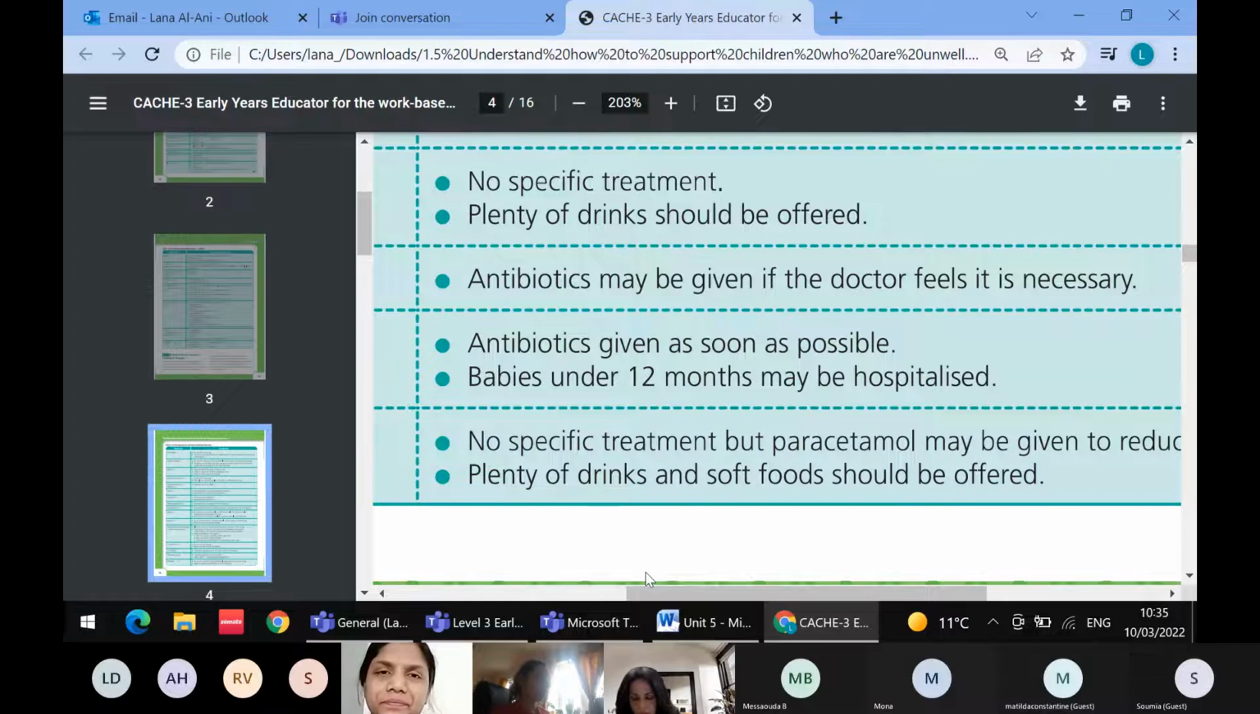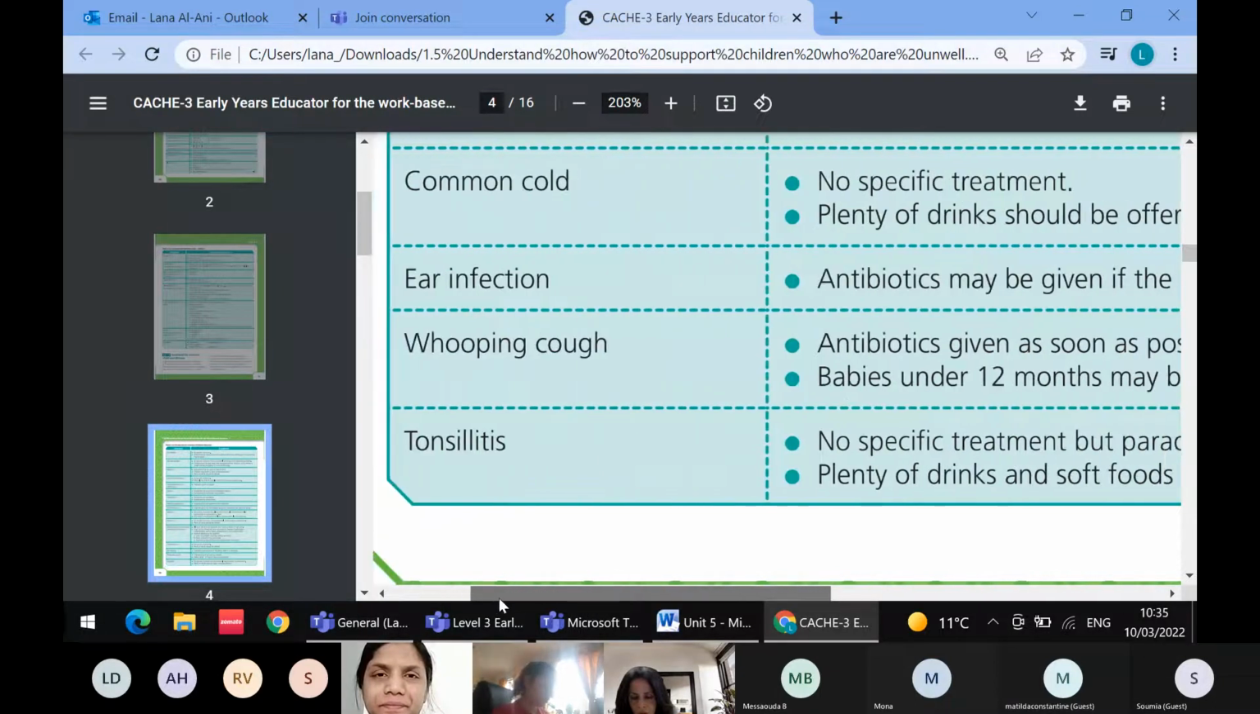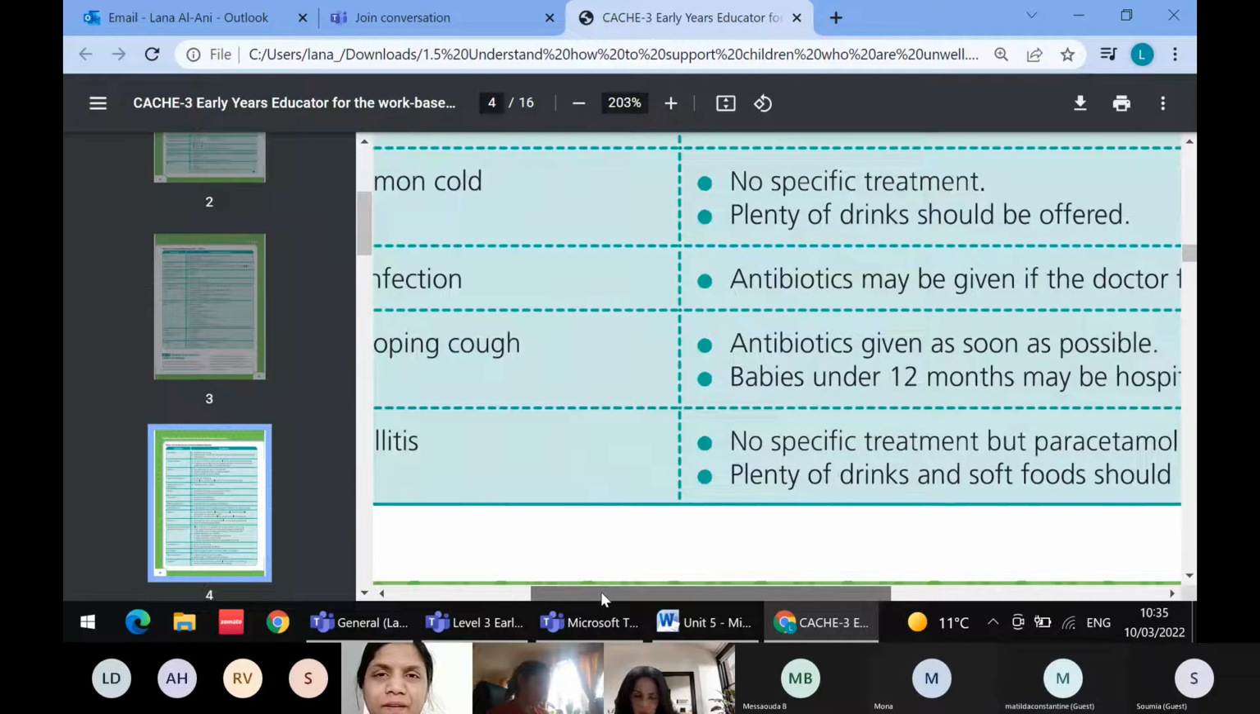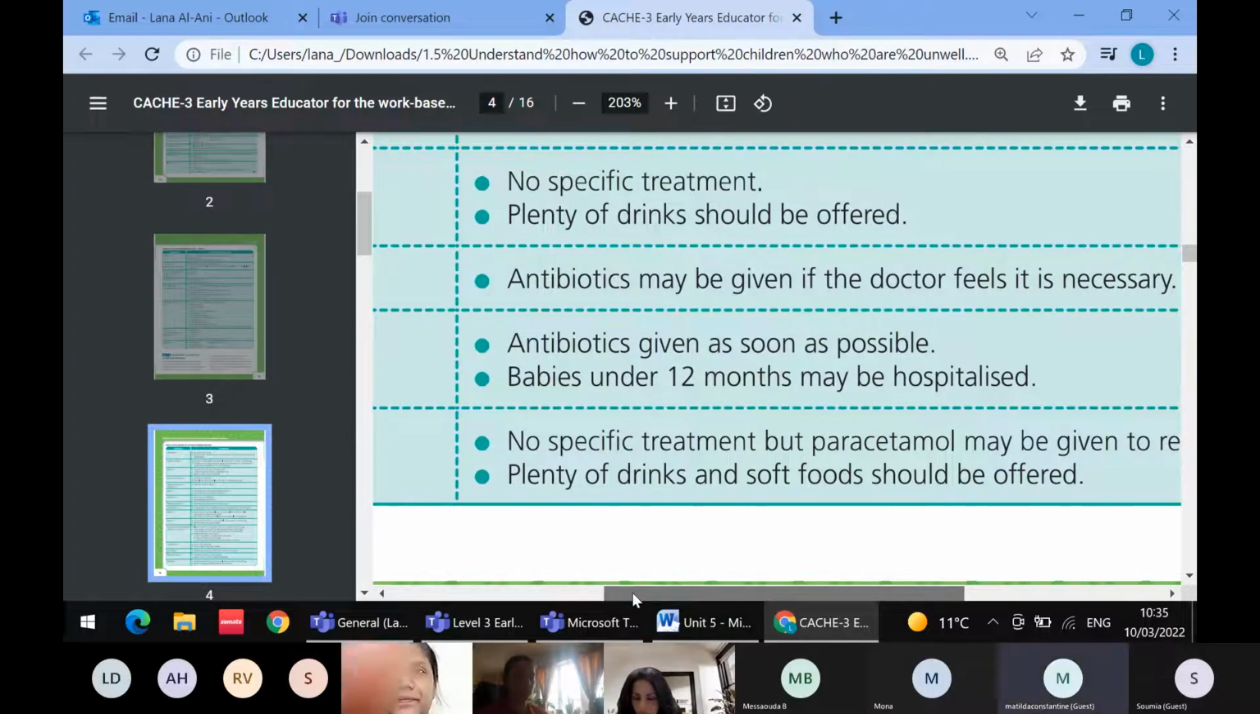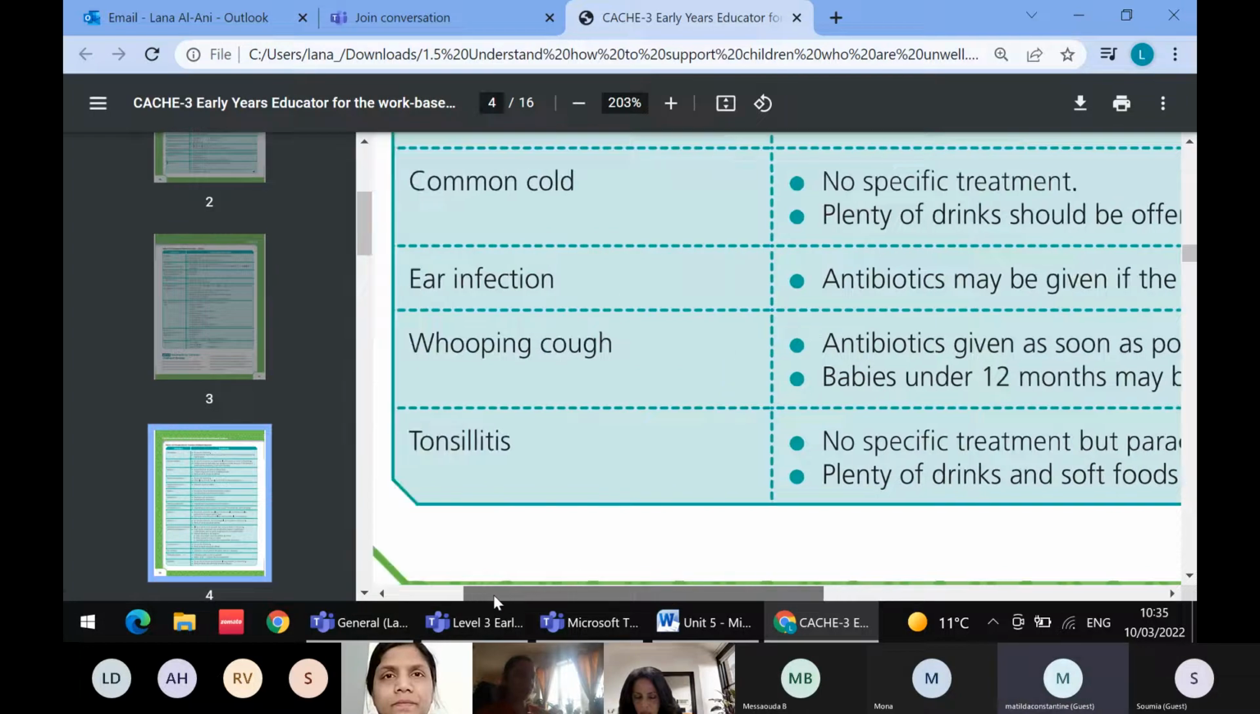How about whooping cough? We give antibiotics as soon as possible. And if they are under 12 months, it could be dangerous, so we have to take them to the hospital, okay? If they cough a lot.